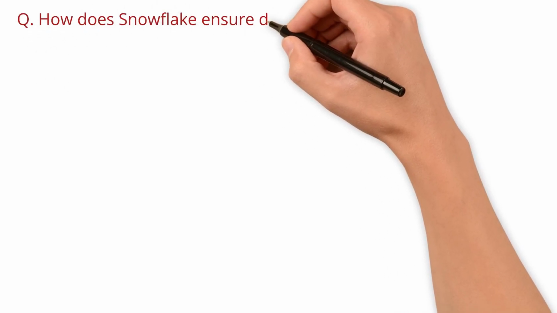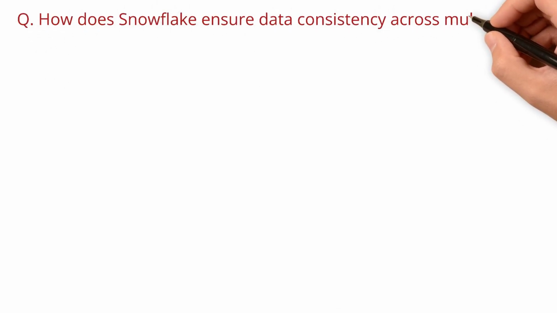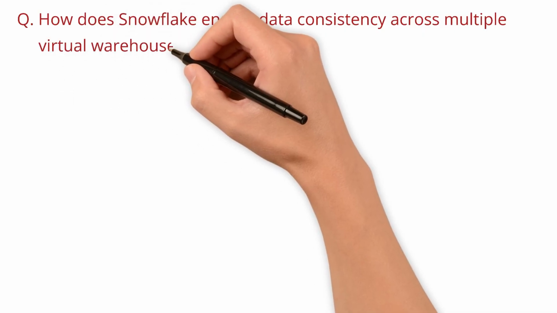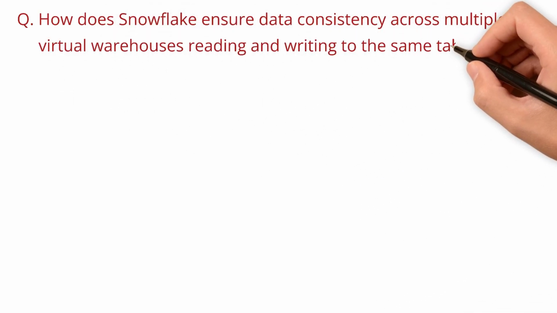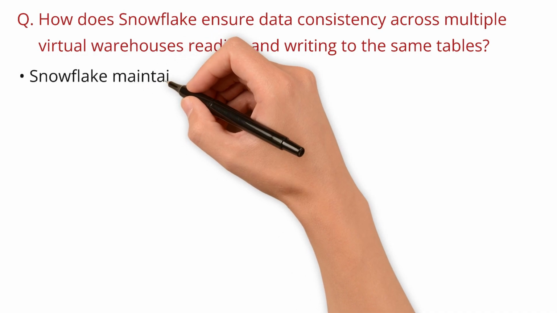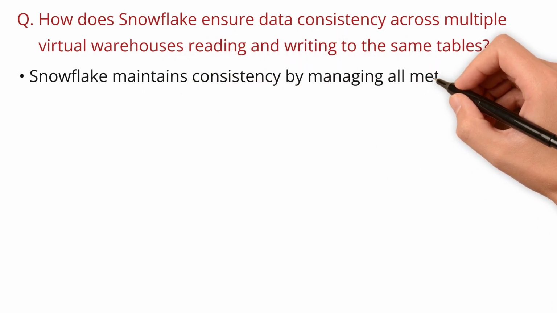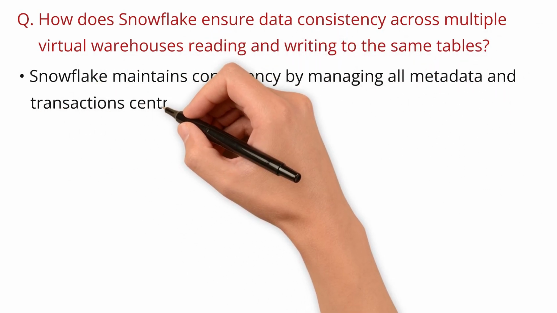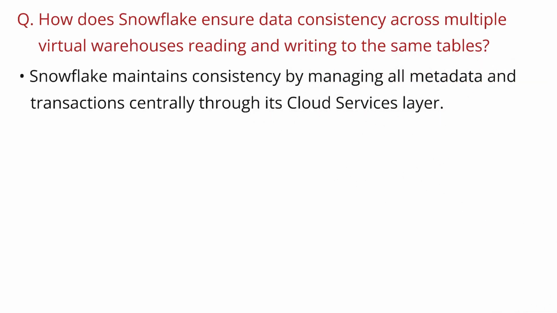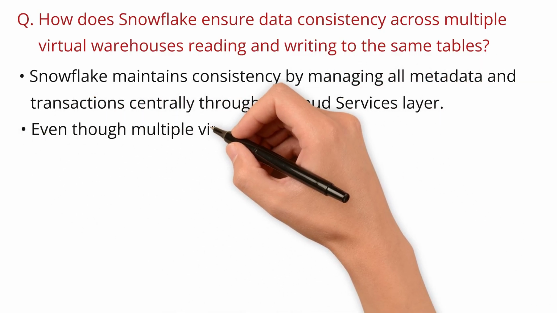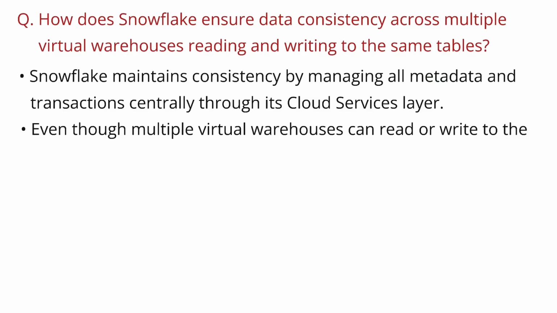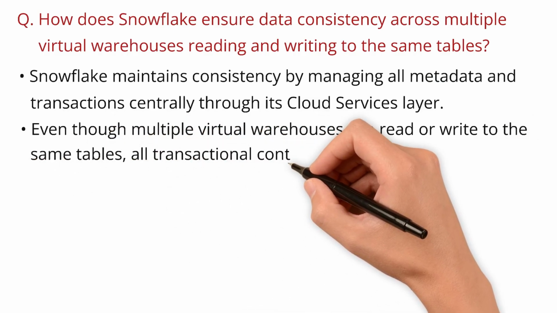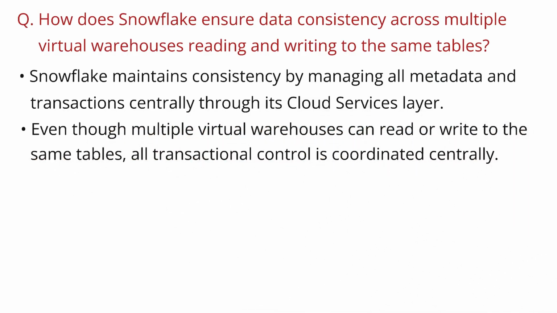How does Snowflake ensure data consistency across multiple virtual warehouses, reading and writing to the same tables? Snowflake maintains consistency by managing all metadata and transactions centrally through its cloud services layer. Even though multiple virtual warehouses can read or write to the same tables, all transactional control is coordinated centrally.